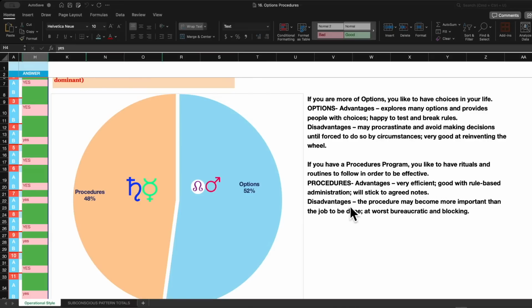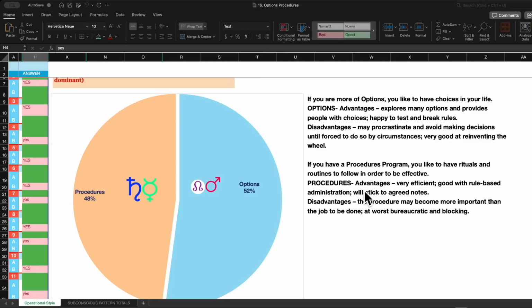The disadvantage is the procedure person may become more important than the job to be done, because they are not looking at options. They are so stuck in the narrow confines of a procedure. If something goes out of procedure, they get lost. At worst, they can become very bureaucratic and blocking. All these so-called people in bureaucracy, making policies and procedures all the time, like people in government, for example. The lawmakers, the policy makers, they can be very procedure-oriented. Or even legal and judiciary, right?